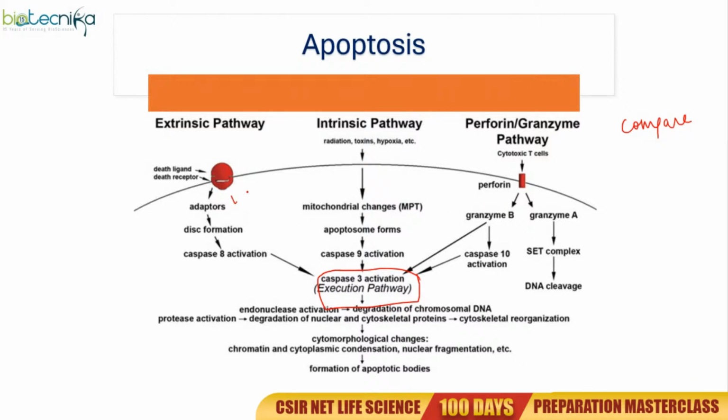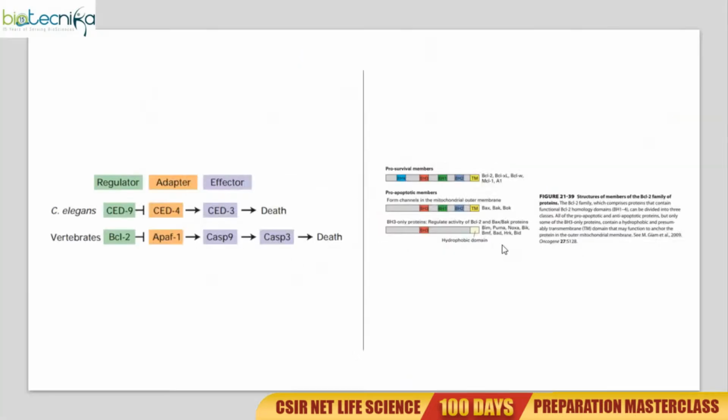Like here you are having the death ligand and receptor. Here there are some mitochondrial changes occurring. Here some serine proteases are released. And the major difference among them will be the initiator caspases, but the executioner caspase will remain the same. So like that you can compare and study when it comes to apoptosis.